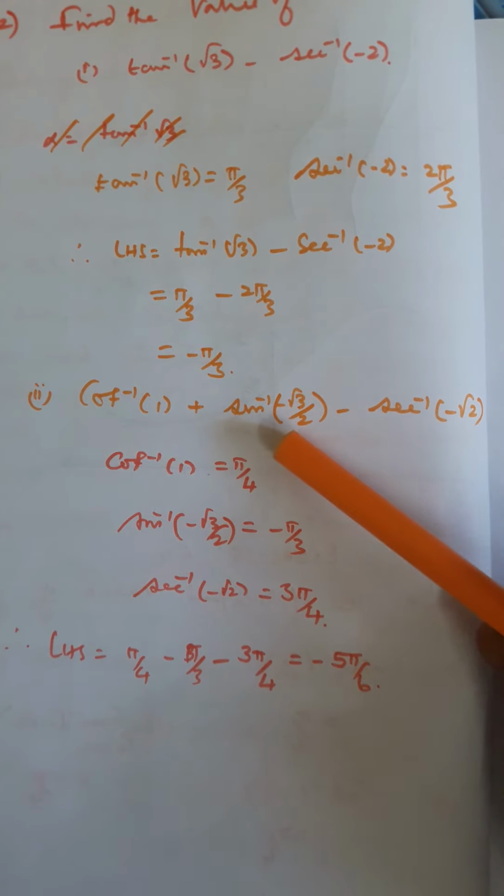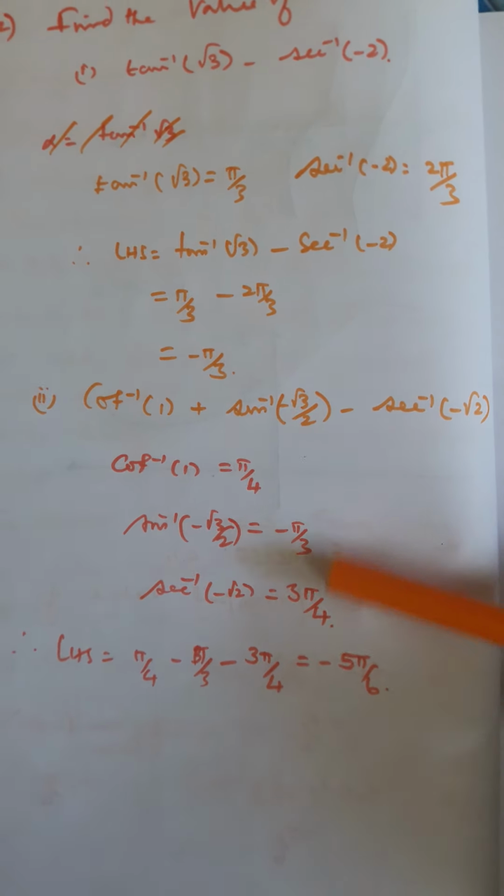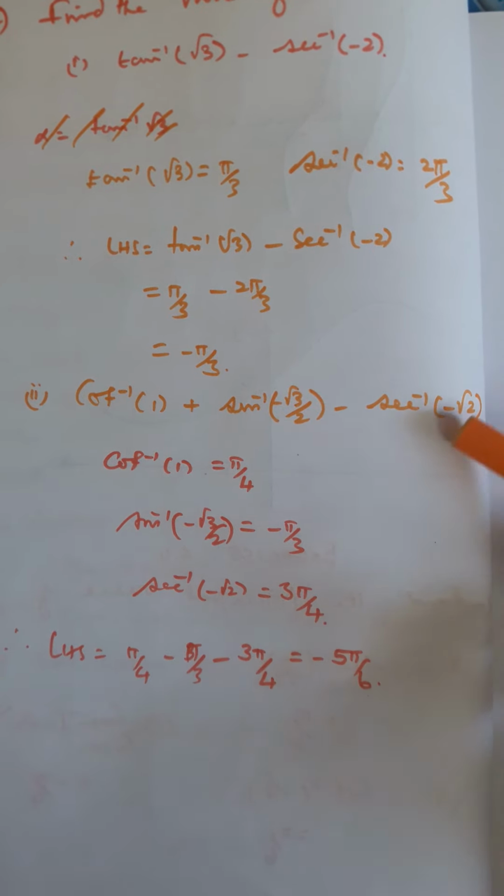Cot inverse of 1 plus cot inverse of minus root 3 by 2 minus secant inverse of root 2. I have written the value as well as the answer also.